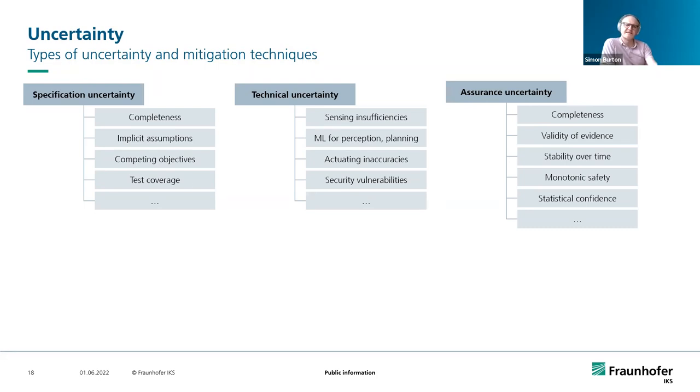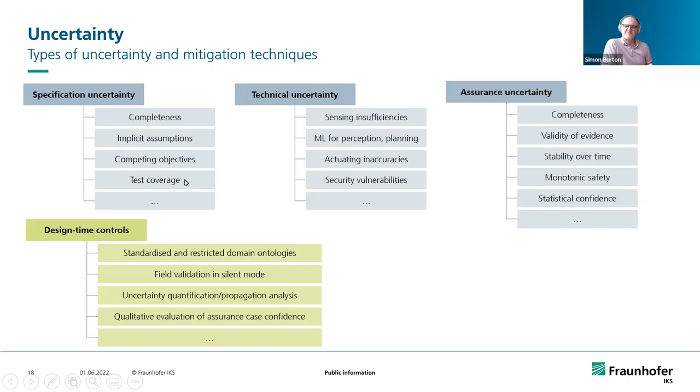And what we see at the moment is there's a number of methods being defined that can be applied at design time for trying to counteract these uncertainties in terms of, for example, using standardized domain ontologies, doing some sort of validation of the system in silent mode, so running the system in parallel, but not actually hot, as it were, or live, to try to get a better understanding of the environment it's going to be working in. Some of the uncertainty quantification analysis techniques are described as well, but also different ways of trying to express our confidence in our assurance case as well, using different belief systems, et cetera.